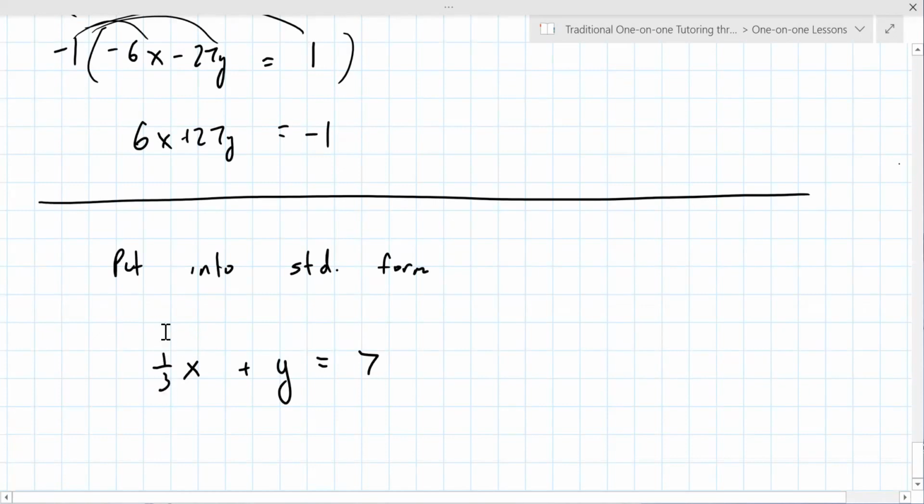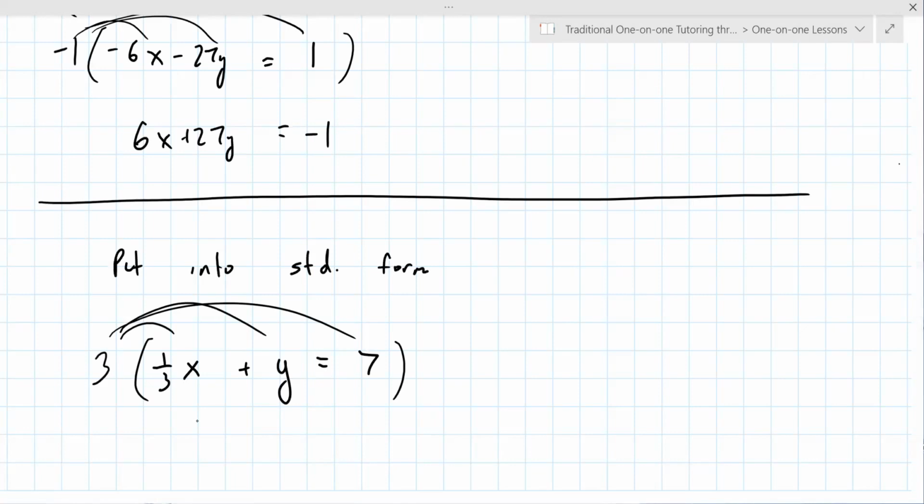The problem is the fraction, the 1/3. So how do you clear a fraction? Multiplied by 3. That's right. So you multiply everything by 3. The 1x plus 3y equals 21. Very good. Let's do another one here.